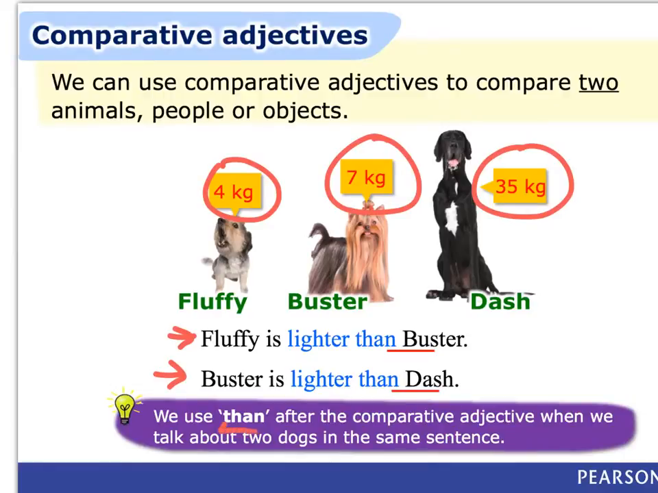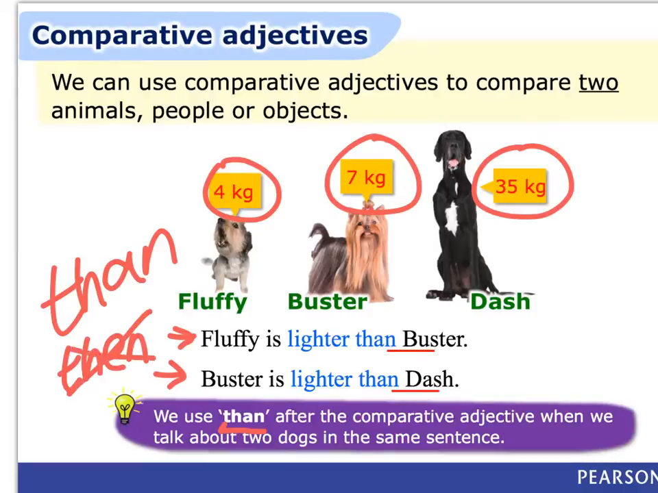Remember that we use than after a comparative adjective when we are trying to make a comparison, and it's spelled T-H-A-N, not T-H-E-N. Remember that T-H-E-N is used when you want to talk about what happened next.